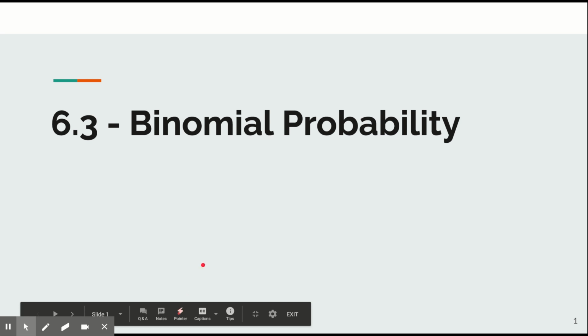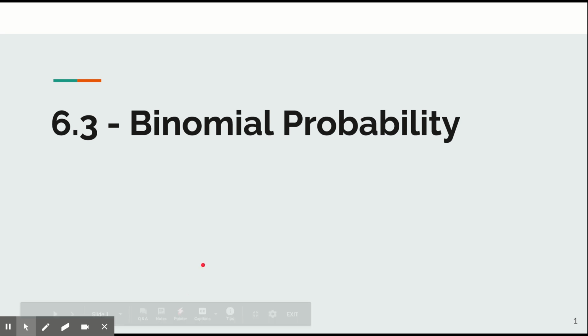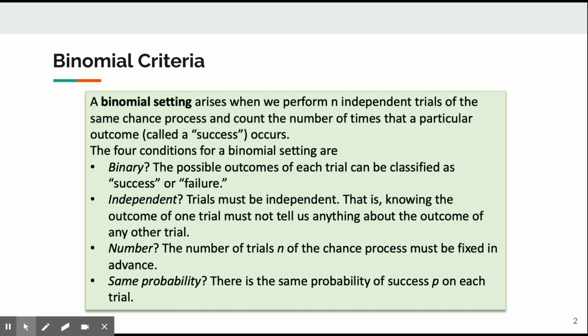Hi, everybody. Welcome to this crash course in binomial probability. We will talk about binomial criteria, and often we will talk about a binomial setting. This arises when we perform n independent trials of the same chance process and count the number of times that a particular outcome, which we usually call a success, occurs.